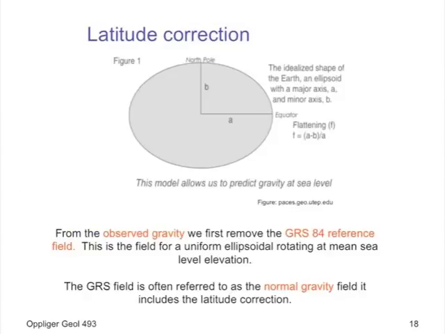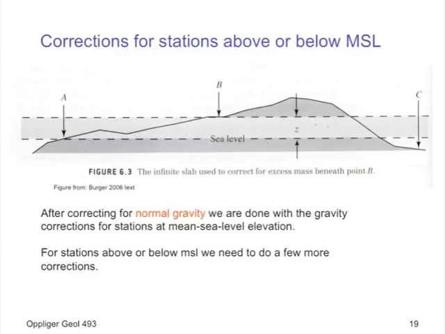Okay, here's a little bit on the latitude correction. You can use the GRS 84, the Geodetic Reference System 1984, for this. That's also shown on the PACES website there. That formula will give you what's called a normal gravity, a G sub n. So that includes the latitude correction, and so we can get our anomalies relative to that normal gravity. All right. So then, after correcting for normal gravity, we then want to get the gravity corrections for our datum. In this figure here, it's assumed that the datum elevation is going to be the mean sea level.